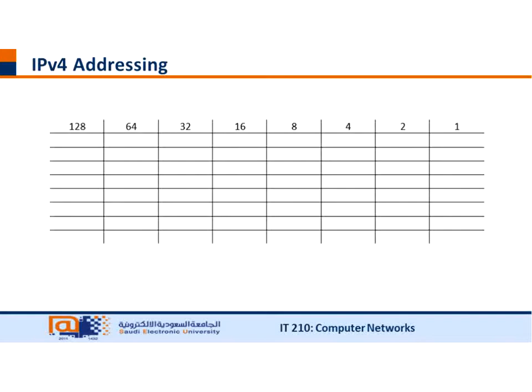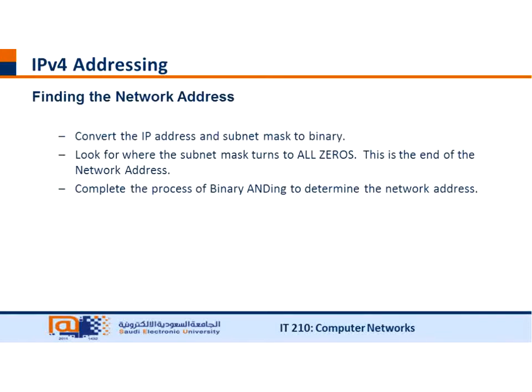Now you have to remember this table: 1, 2, 4, 8, 16, 32, 64 and 128, because it will be easier for you to convert any binary number into its decimal equivalent. So it will be easier if you remember this: 1, 2, 4, 8, 16, 32, 64, 128, 256 and so on.